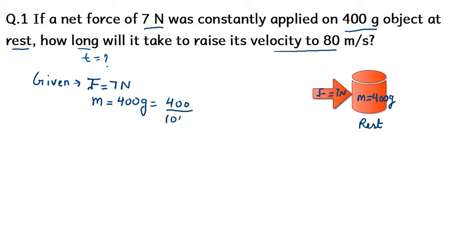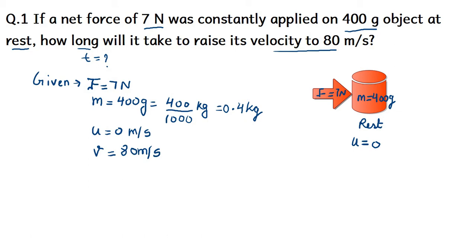Now student, 400 gram is not the standard unit of mass, we will convert into kg and it will become 0.4 kg. Okay, u is written as 0 meter per second, final velocity 80 meter per second.